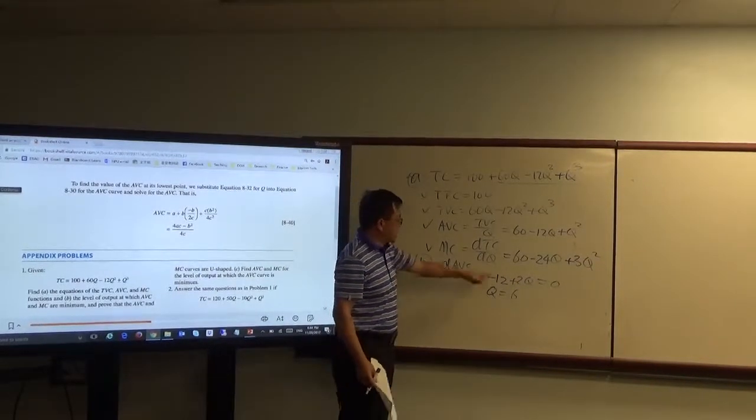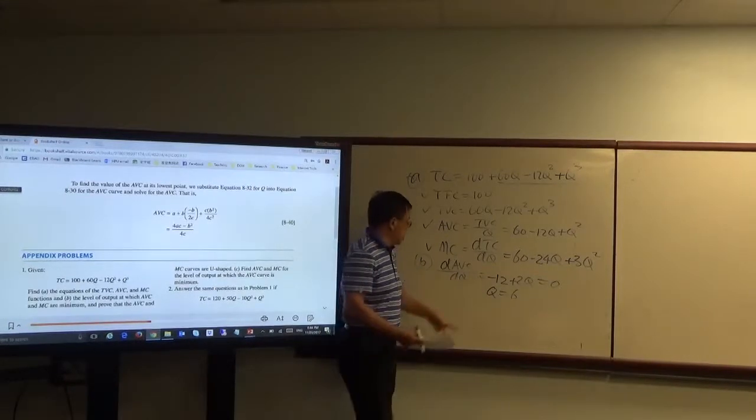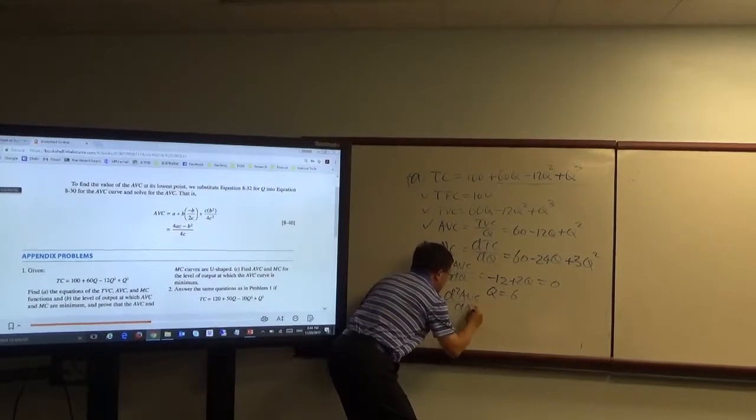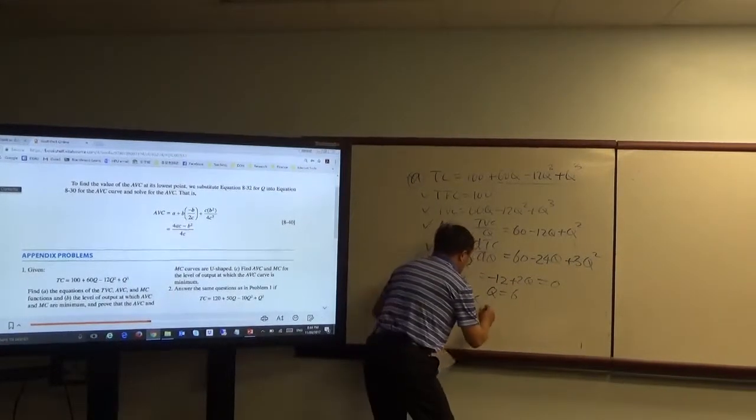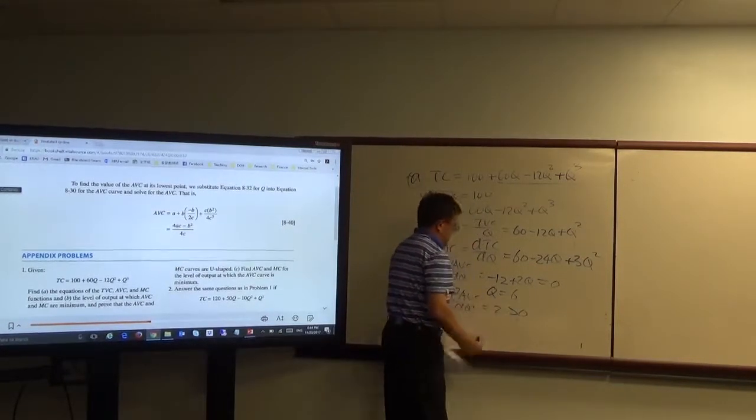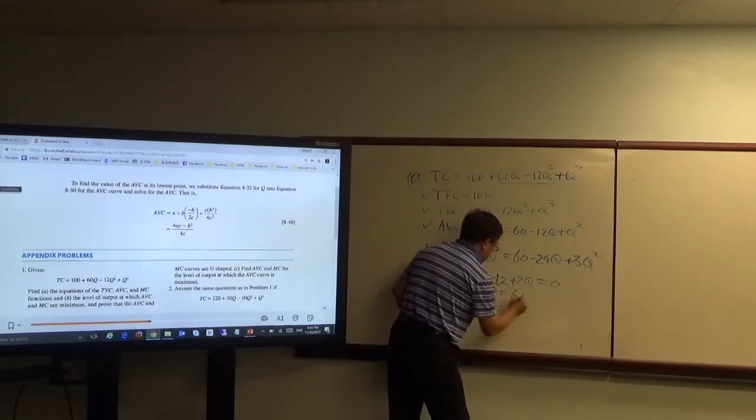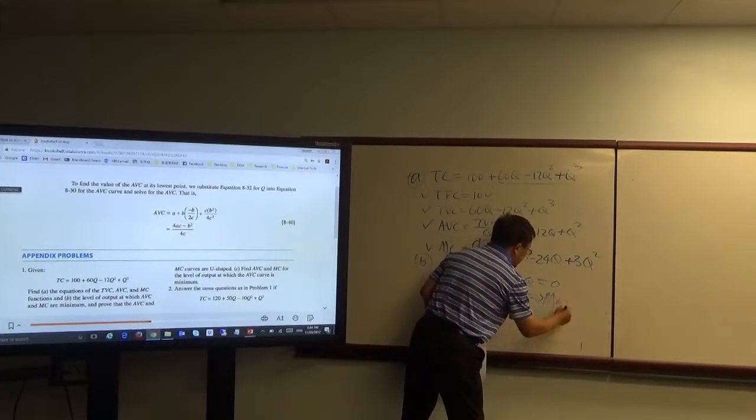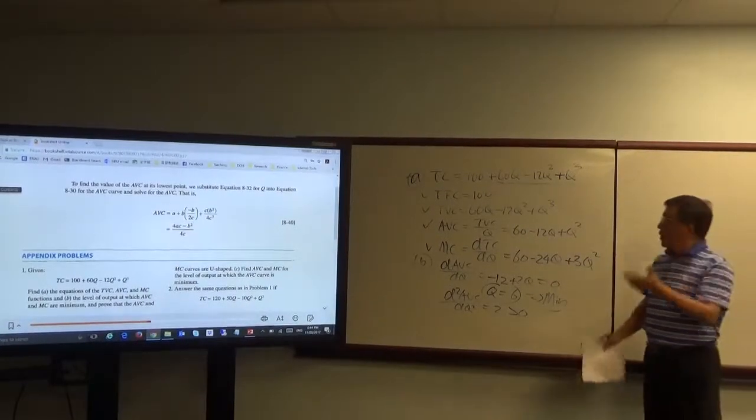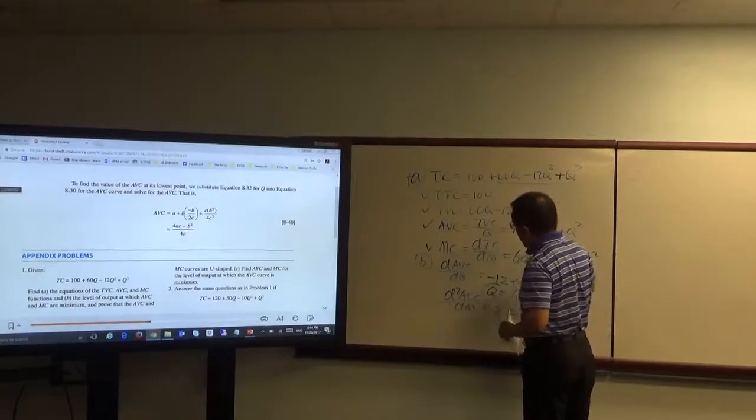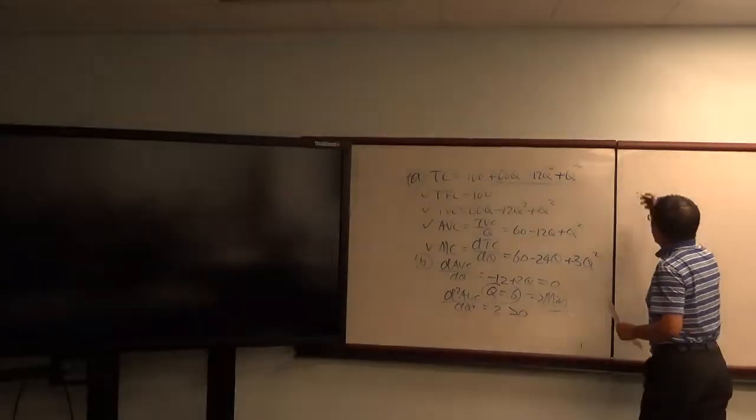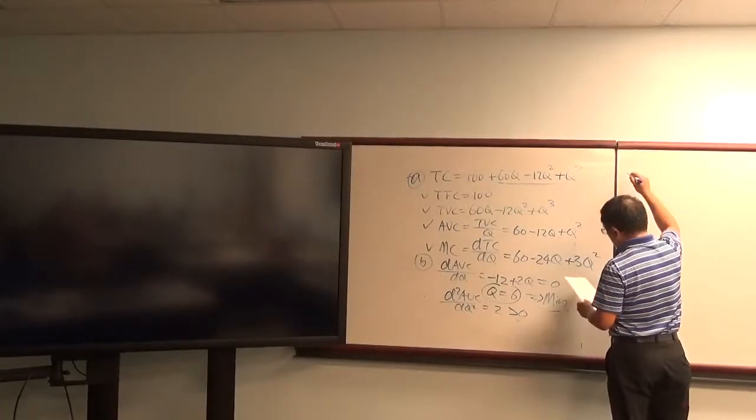And also, can we take the second derivative? Yes. We take the derivative again, and it's equal to 2, which is greater than 0. If it's greater than 0, that means this is the minimum. Any questions? So given the average variable cost, to find the minimum, you just take a derivative and set it equal to 0.